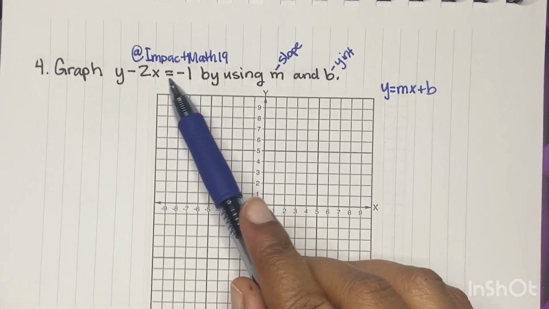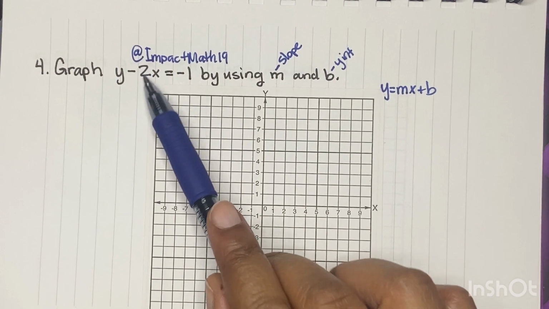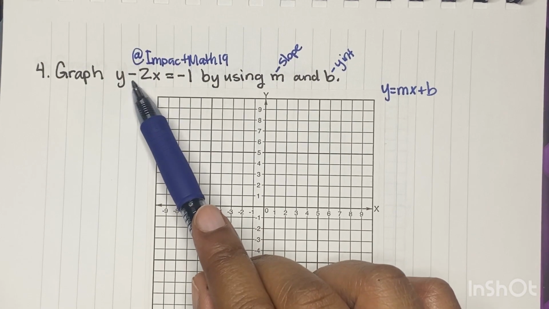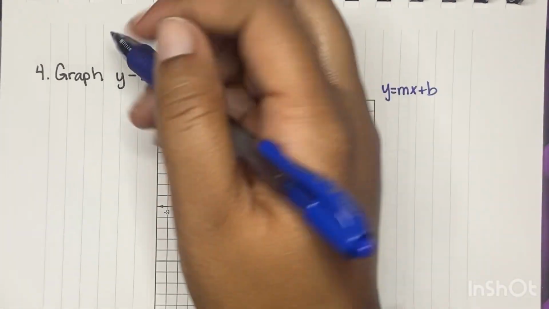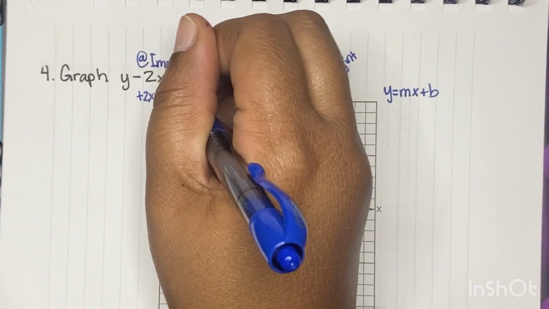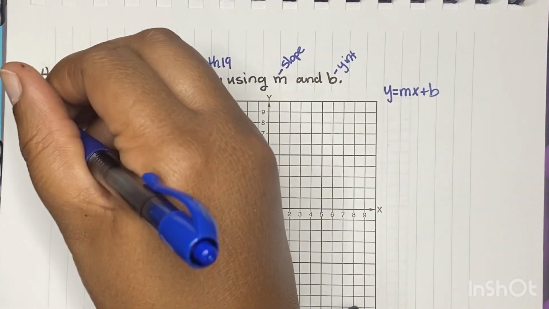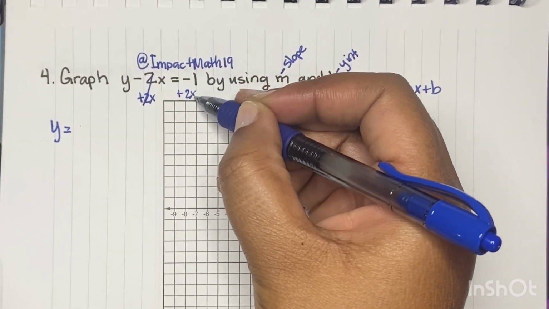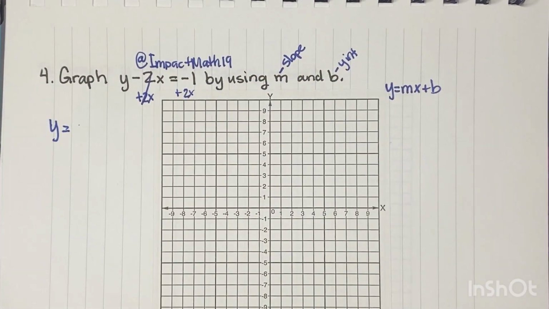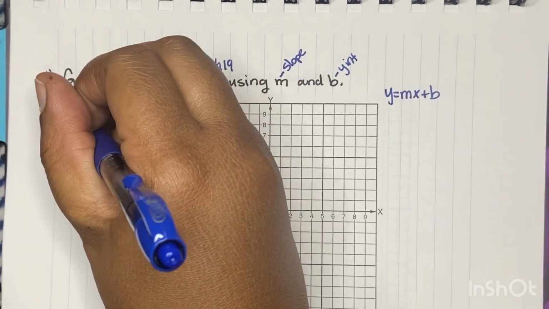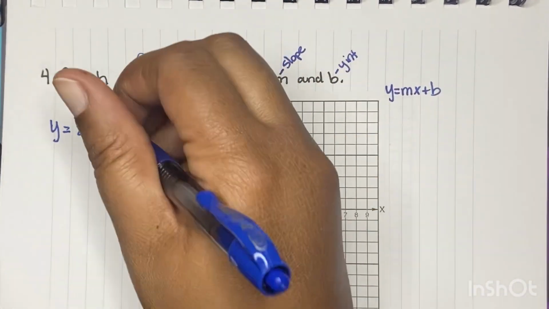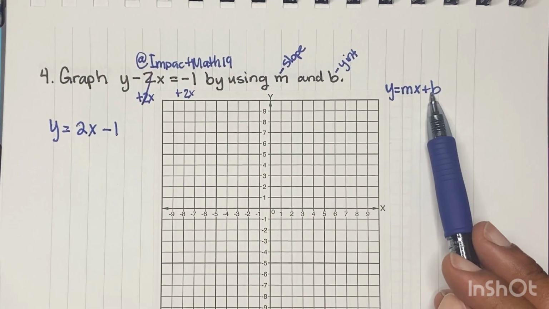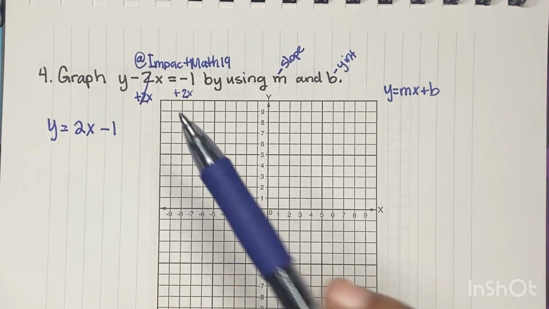And see, the problem is this negative 2x is on the wrong side of the equation. So we have to move this, and how we're going to move this is by doing the opposite of that minus. So we're going to add 2x to both sides. So now we would get y equals, these are not like terms, so we cannot combine these. And since we cannot combine these, we write them right next to each other: 2x minus 1. Now that we have it in slope-intercept form, we can determine the m and the b.